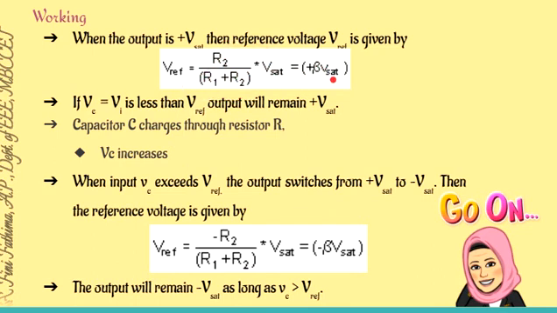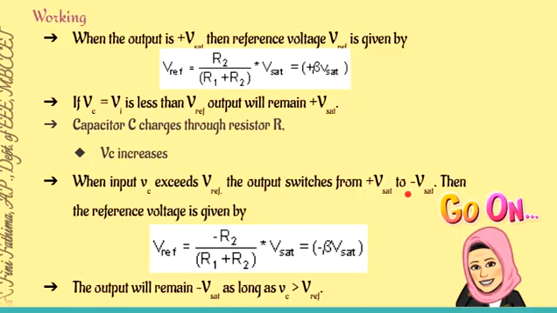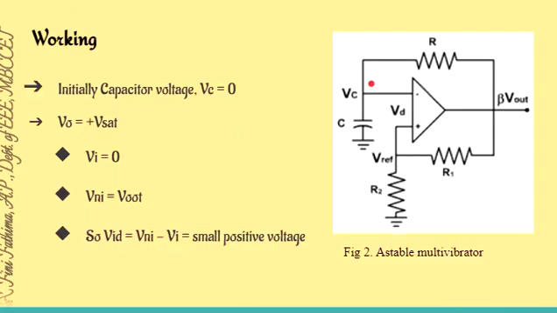So V reference is equal to plus VSAT times beta. When the output is plus VSAT, the reference voltage is equal to VSAT into R2 divided by R1 plus R2. Okay, so now the voltage across the capacitor was equal to 0, and the output voltage is plus VSAT. So as a result, what happens?